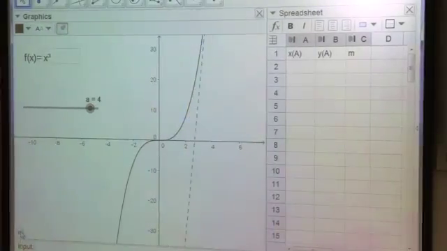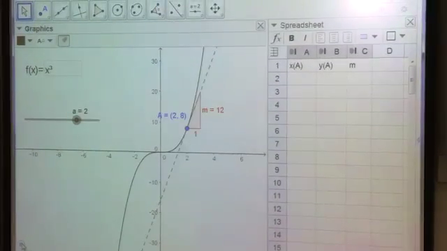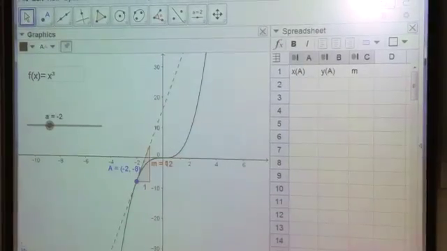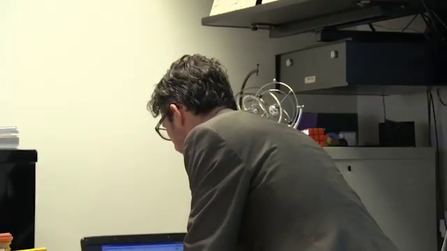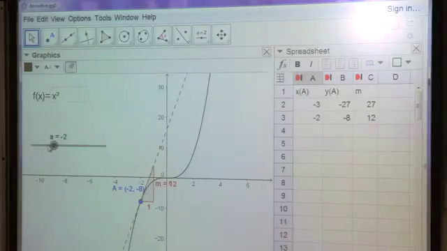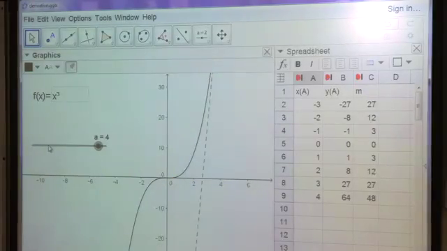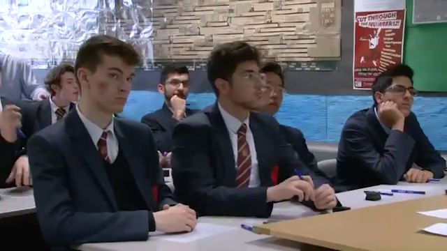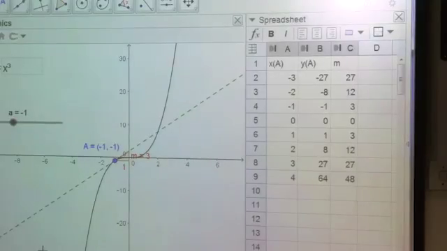What's happening to the gradient of the tangent to the curve at a point? Initially it decreases, and then after 0 it increases again, but it never becomes negative. Let's have a quick look at what a table of values would look like for that. As I move along, I get these values for the gradient. Anyone notice anything about these numbers in the right-hand column? They're all multiples of 3.